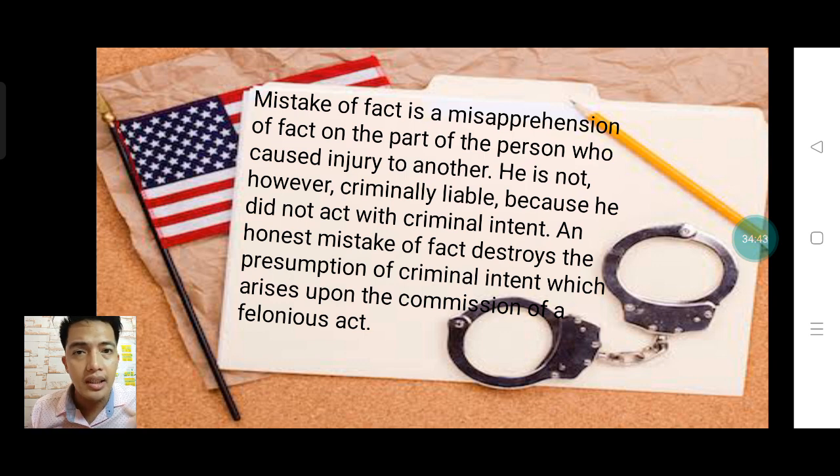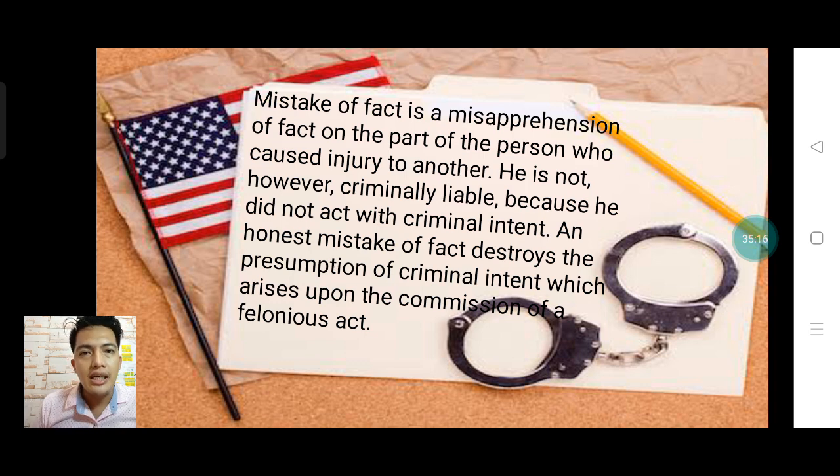Lack of sufficient provocation. Kung inyong makita, ingon si Atsong, kinsa ka. O dili gani ka mahunong, mahimong mapatay ta ka. Therefore, justifiable ang gihimo ni Atsong under the mistake of fact, because there was a misapprehension of facts on the part of the person who caused the injury to another. So misapprehension ang nahitabo ato ni Atsong. So klaro ta sa mistake of facts.